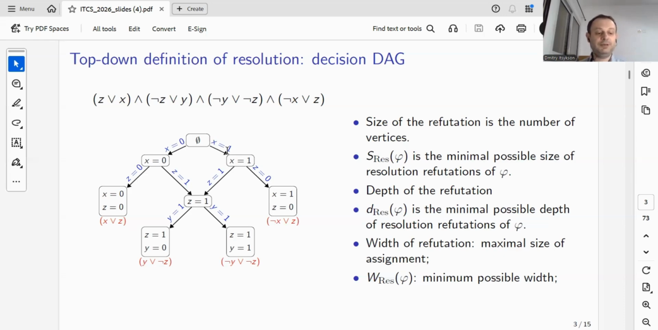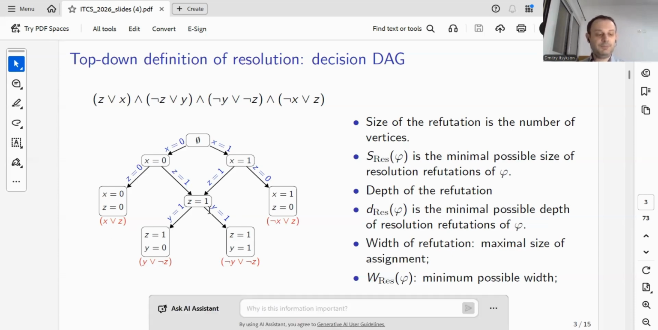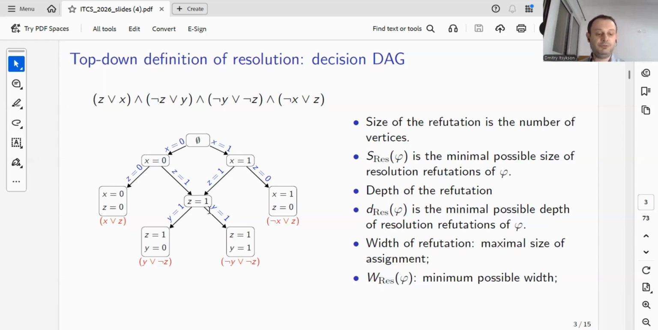If there is an edge between two nodes, the assignment on the first node plus the equation on the edge implies the assignment on the second node. For every sink, the assignment of the sink falsifies some clause of the initial formula. The size of the refutation is the number of nodes. The resolution size of the formula is the size of the shortest refutation. The depth of a refutation is the length of the longest path from the source to a sink. Resolution depth of the formula is the minimum possible depth among all refutations.